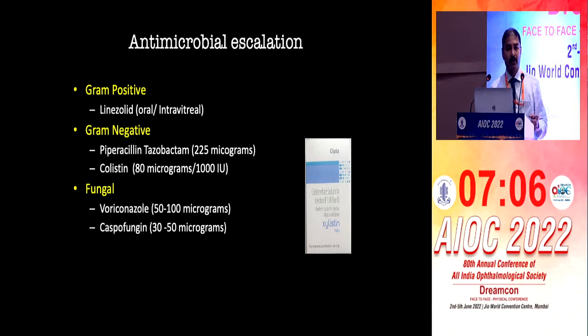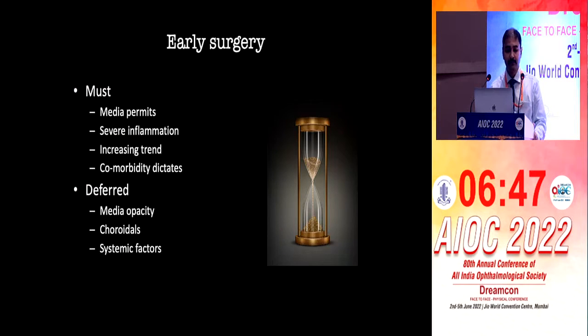For gram-positive, you go to linezolid. It's a very, very effective antibiotic. For gram-negative, go to either piperacillin tazobactam, or my choice is colistin. And for fungal, you either go to voriconazole or caspofungin. So antibiotic escalation should happen early on if you don't get the response that you desire.